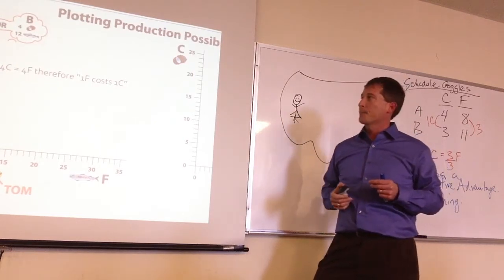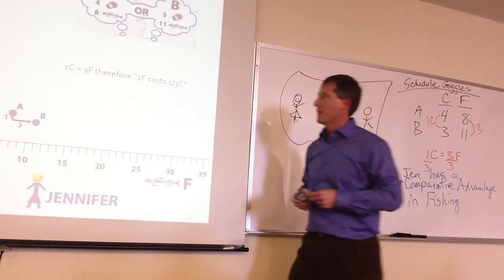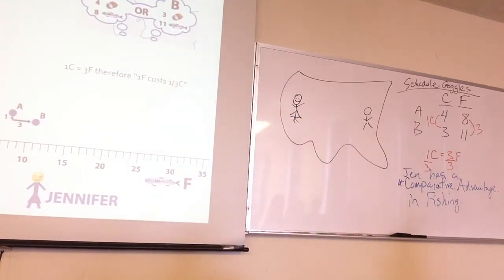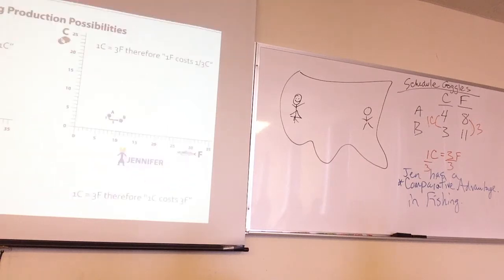Questions on that? Jen, same thing. Point A, point B. Give up a coconut, get 3 fish. There's our trade-off for Jen. All right, so in the grand scheme of things, how could we make each other better off through specialization?